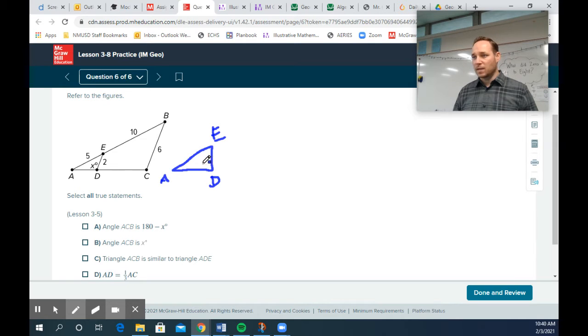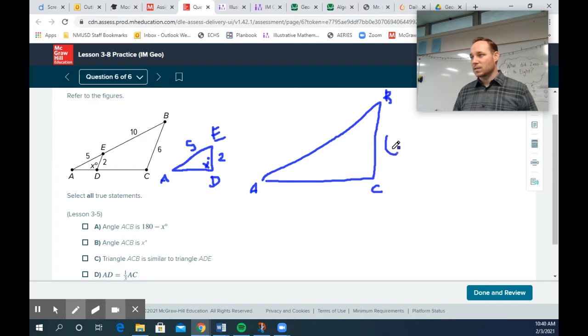And we know that this is x degrees. And we know this is 2. We know this is 5. We don't know this length. And we have our large one. We know this is A, this is C, and this is B. This is 6. This is 15, not 10, because that whole length is 10 plus 5.